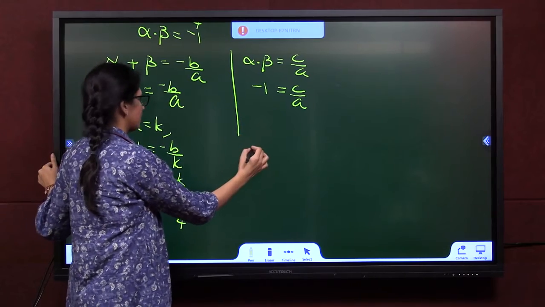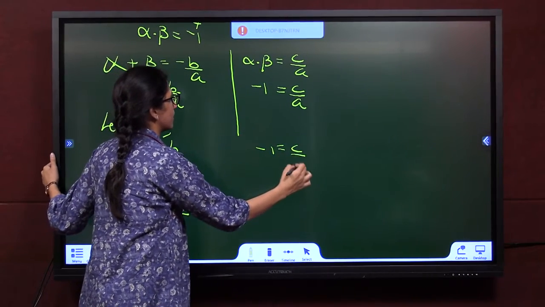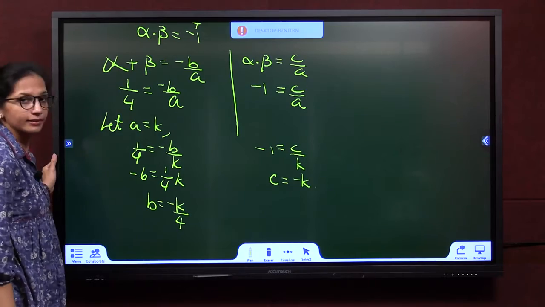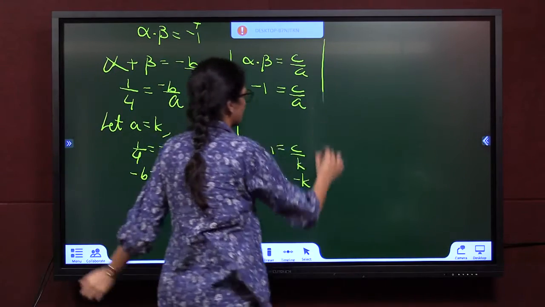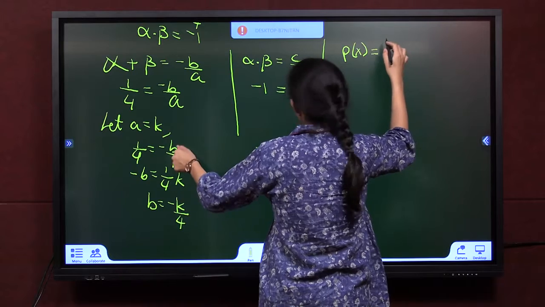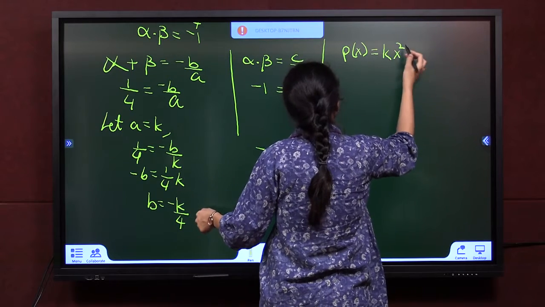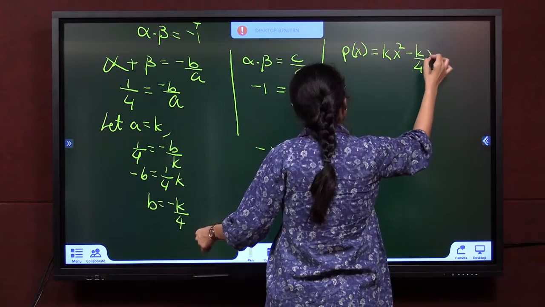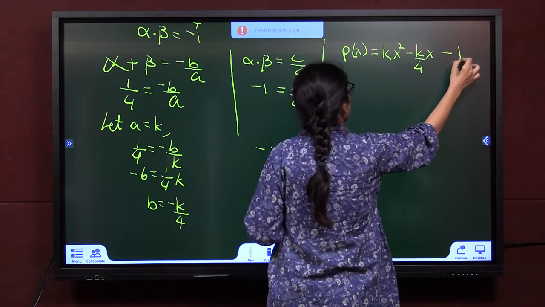Here a is k, so minus 1 is equal to c by k. c is equal to minus k. Correct? So now what happens to the quadratic polynomial? P of x is equal to ax square. A is k. Kx square plus bx, b is minus k by 4, x, c is minus k.